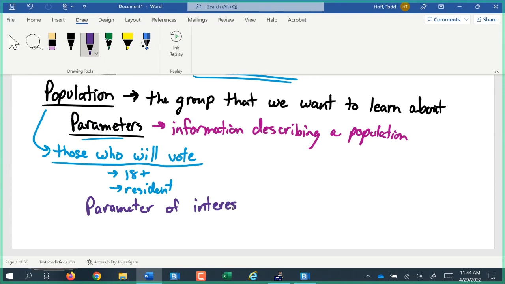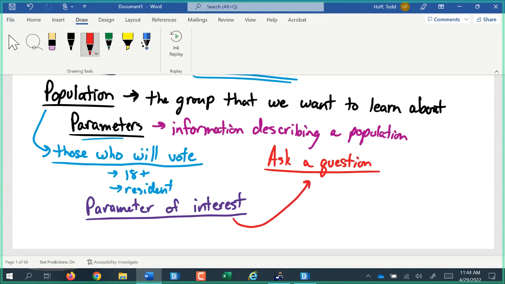What the parameter of interest is: when we're doing any sort of statistical action, we are asking a question. In this case, that question is, who do you plan to vote for? So that parameter of interest then describes the answer to that question.